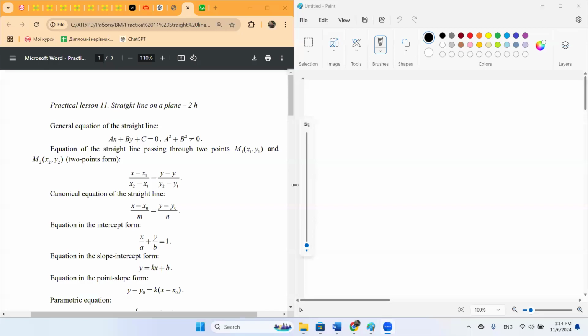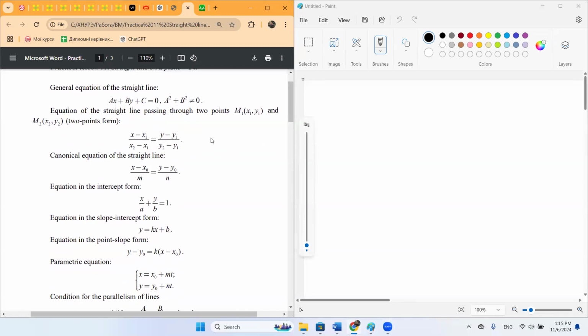So let me share my screen. I have written down all different forms of straight line equations. This is the general equation of a straight line. I will remind you of some different forms. Remember that a and b coefficients cannot be simultaneously equal to 0. So what does this form mean? A and b are coordinates of the normal vector, the vector that is orthogonal to the line.